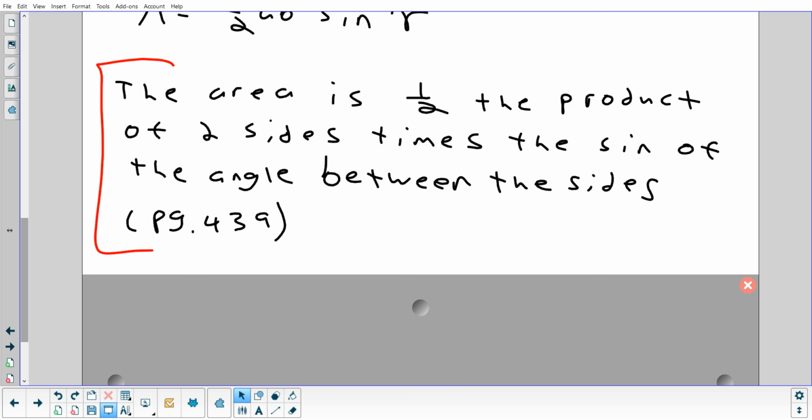The area of a triangle can be found by doing half the product of any two sides times the sine of the angle between them. And what you're really doing is you're using trig to calculate the height of the triangle. You're just building it into the formula.